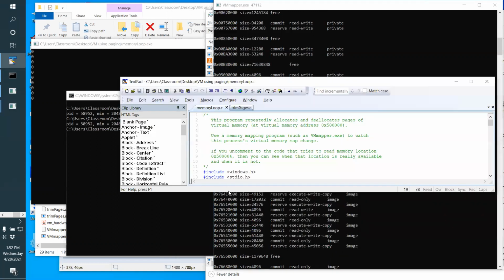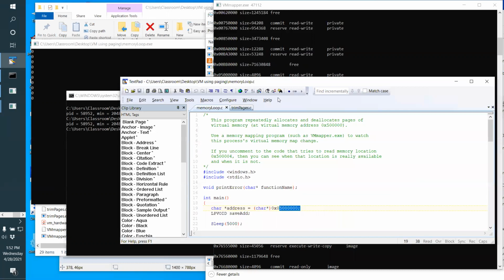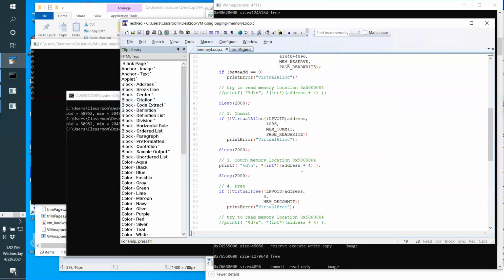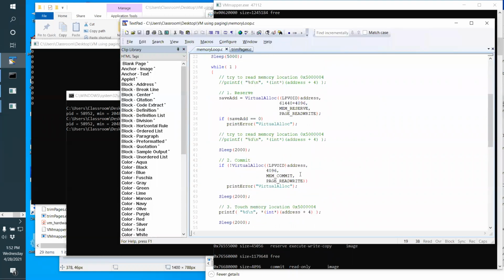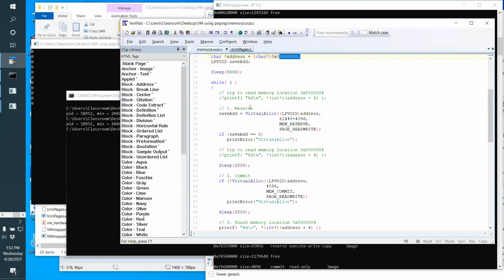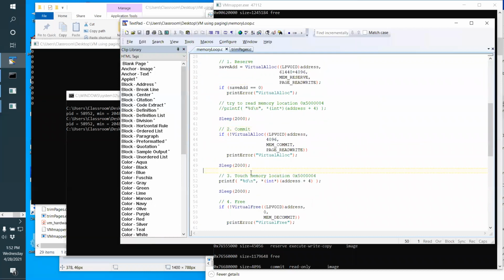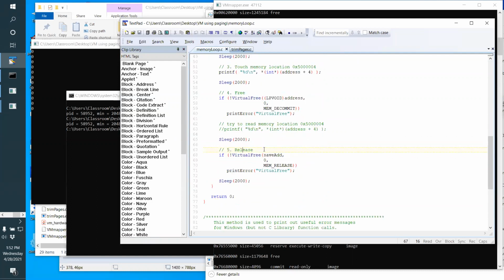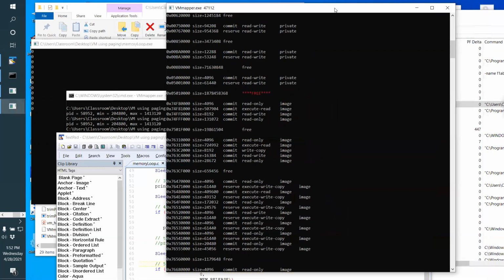But this code here, this memory loop code, I wrote it to give you a good sense of what you would do in the homework assignment. So here's an example of a reserve, an example of a commit, an example of a touch, an example of a free, an example of a release. It's a simplified version, but it shows you an example of each one of those. And it should be showing up. We ran out of time, but it should be showing up in the virtual memory map.